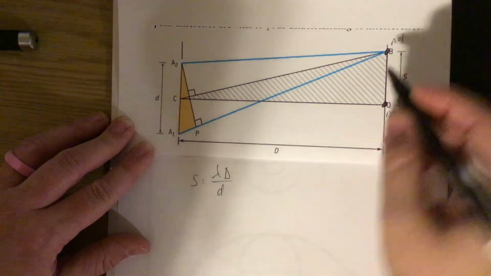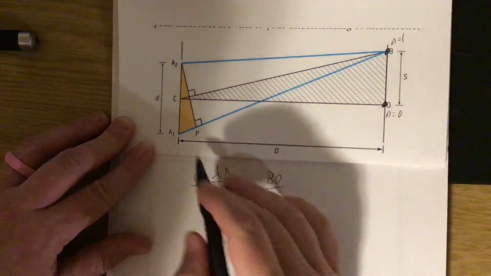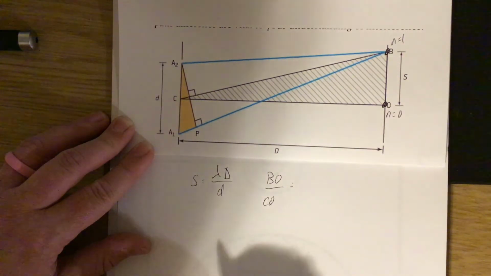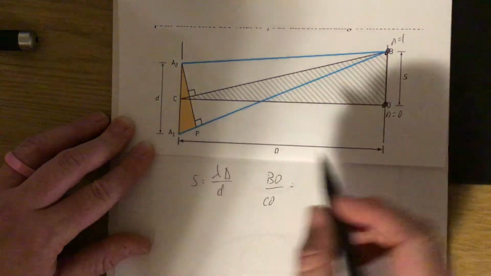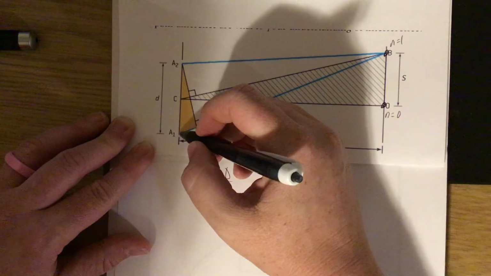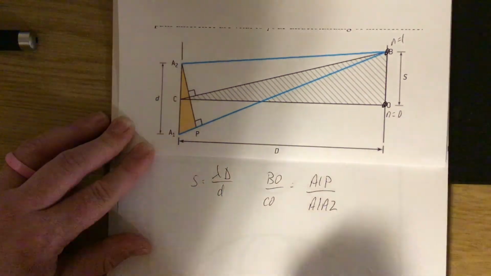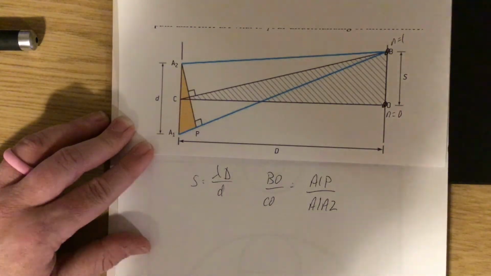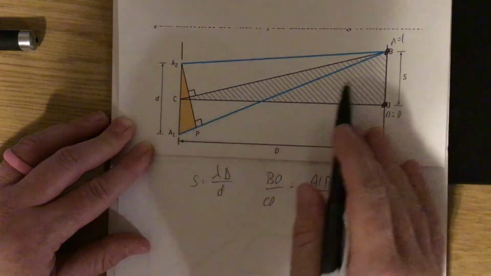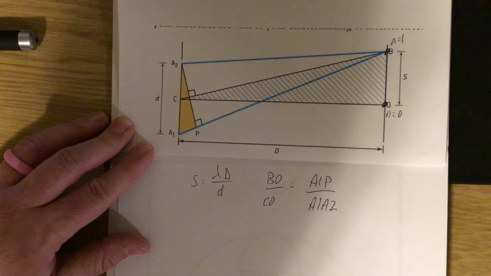And so I can say that the ratio between the line BO and the line CO would be equal to the ratio between A1 to P, and then over A1 to A2. That equivalence is true because these two triangles are similar. They're just of different sizes. The angles are all the same though.